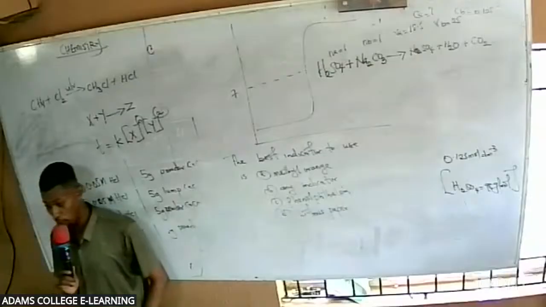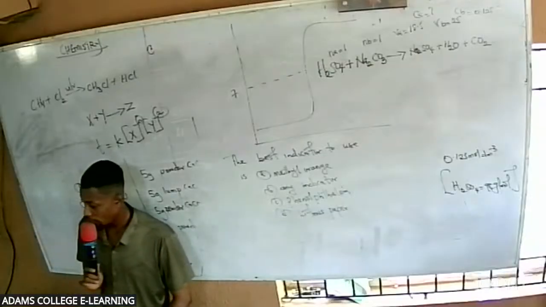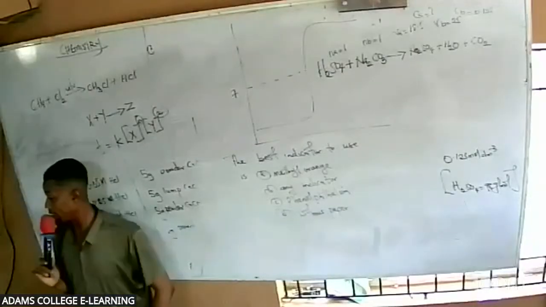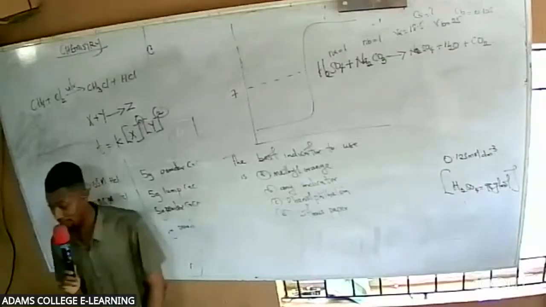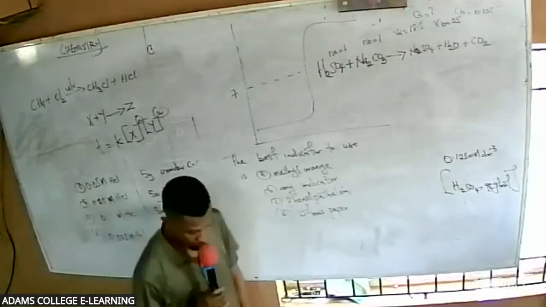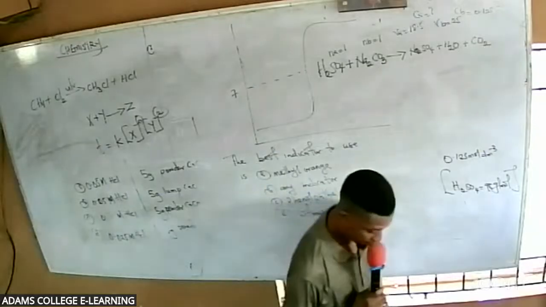Okay, can we proceed now? So what's the answer? 16.5 gram per what? dm cube. 16.5 gram per dm cube.